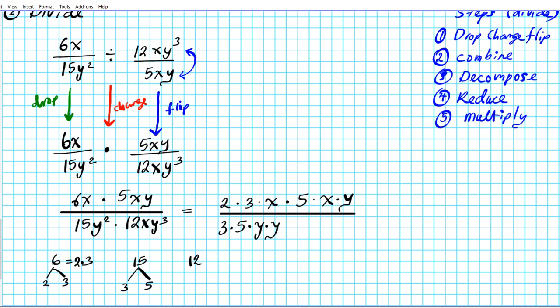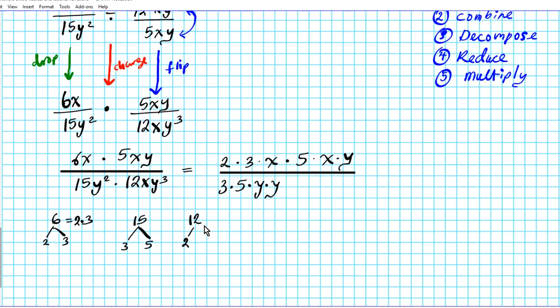12 is composite also. Let's decompose that. 2 goes into 12 6 times. 6 is composite, so we have to decompose that. 2 goes into 6 3 times. So the prime factor decomposition of 12 is 2 times 2 times 3. And then we have just one x, since x is to the first power. And then we have 3 y's multiplied by each other, since we have y to the third power. Okay. Alright, so that's the decomposed form of the problem, step number 3.